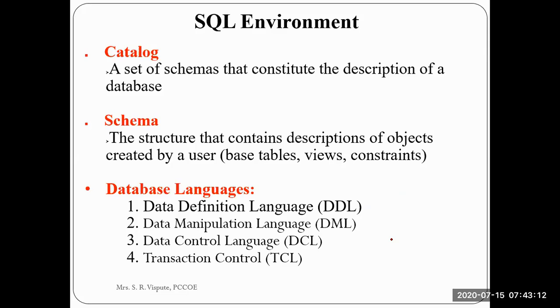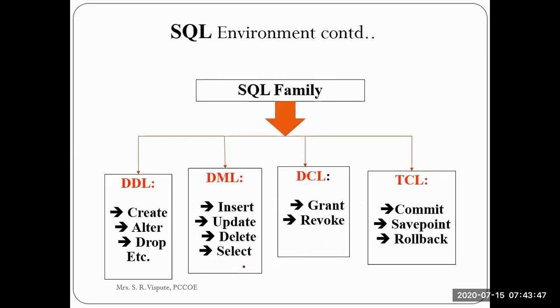These 4 categories are data definition language, in short DDL. The second category is data manipulation language, in short DML. Then data control language and transaction control language. Data definition language and data manipulation language we have to cover in detail in our syllabus, and in short we will also cover data control language and transaction control language.